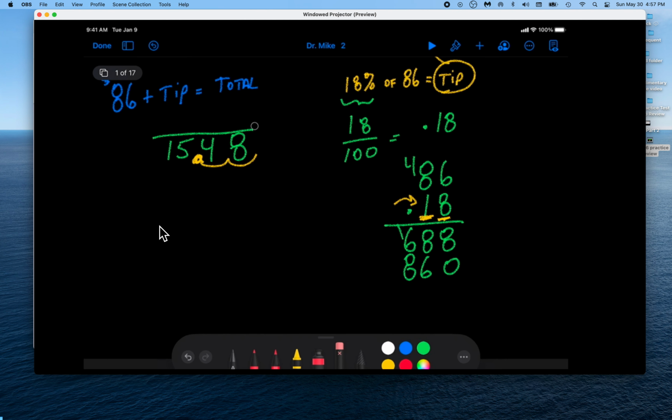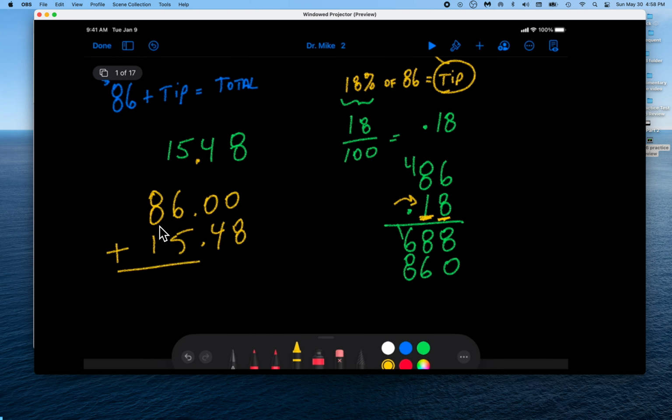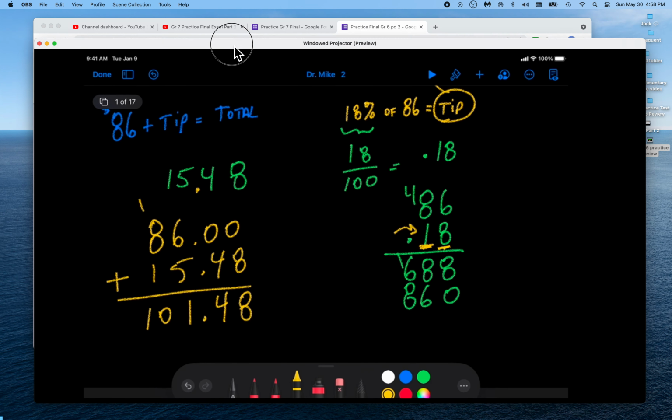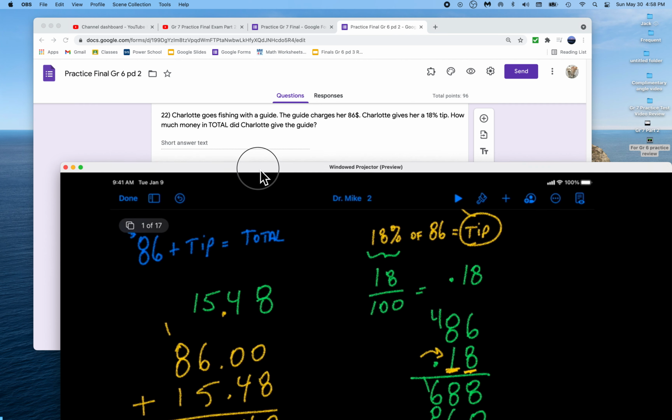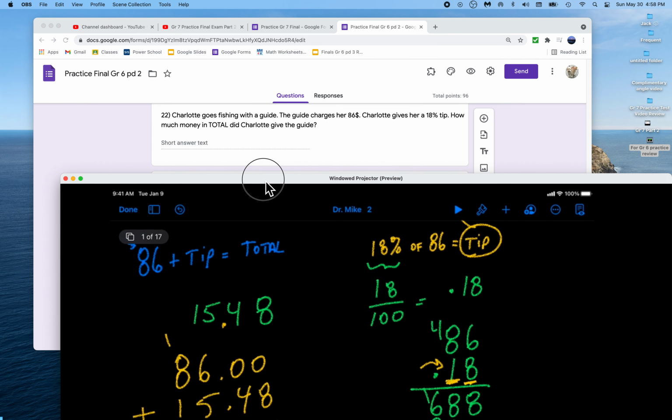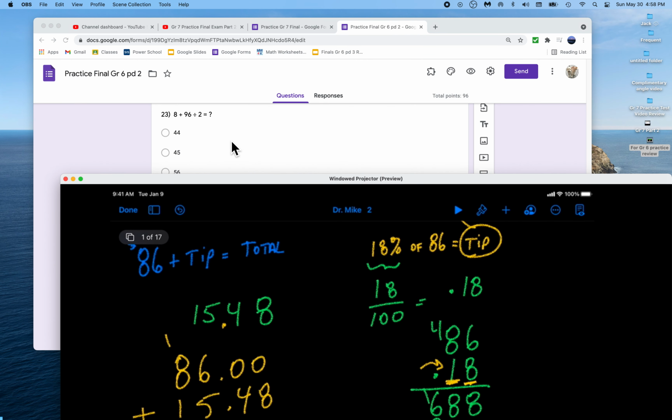Okay, let me clean it up a little bit. So the total is going to be 86.00 plus 15.48. That's 101.48. That's the total. That's what you would write in.